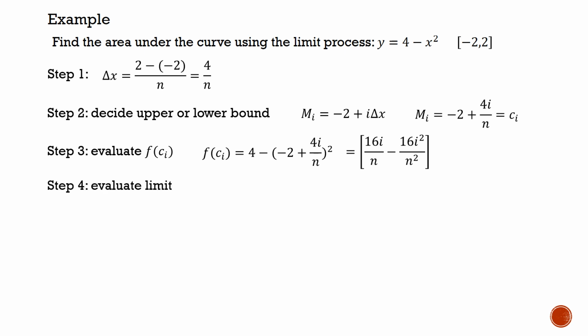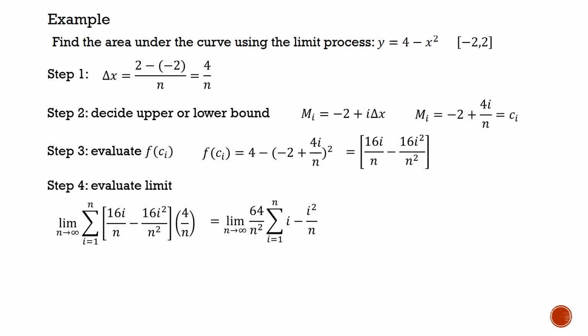So we simply evaluate the limit. So the limit as n approaches infinity is the sum as i goes from 1 to n of 16i over n minus 16i squared over n squared times delta x, which is 4 over n. Bit of magic, bit of practice. We simplify. We're trying to keep our i's together because we have the summation formulas regarding i. We simplify further. We break it up.